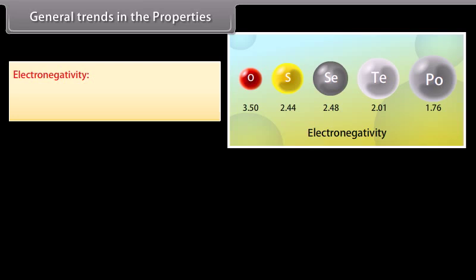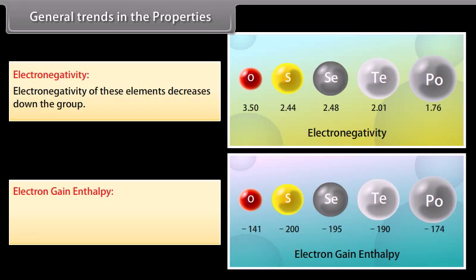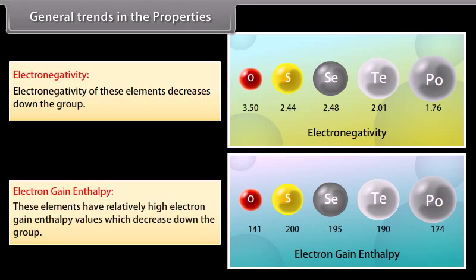Electronegativity. Electronegativity of these elements decreases down the group. Elements of group 16 are characterized by high electronegativity. Oxygen is the second most electronegative element after fluorine. Electron gain enthalpy. These elements have relatively high electron gain enthalpy values which decrease down the group.